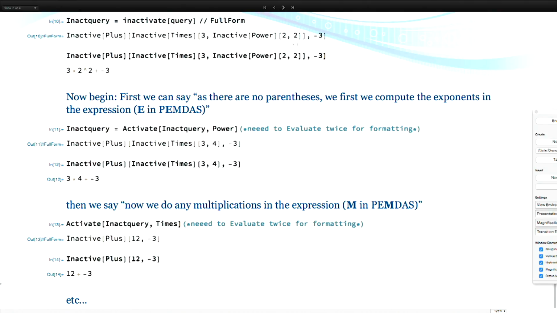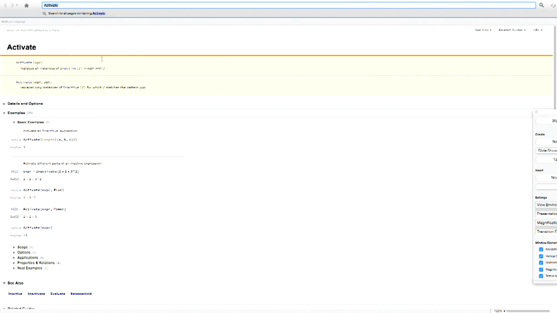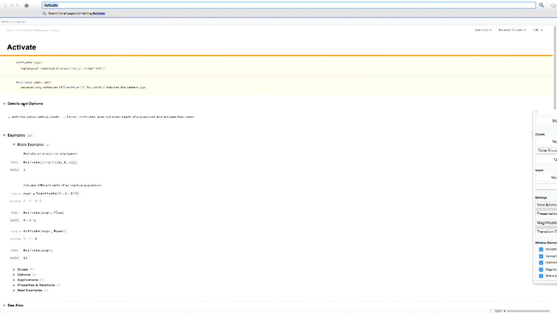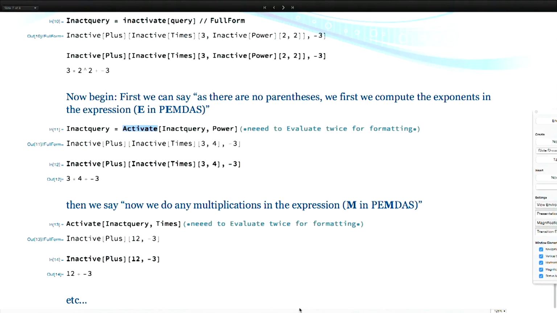Is there a level specification for Activate? That's an interesting question. In StepByStep there is, but I don't think so. Nope, no, we decided not to. It's something we experimented with. So you can give a pattern of the specific heads you want to activate, but you can't specify the level. It didn't seem like there was a good use case for activating. You can always use MapAt if you want to activate a specific part.